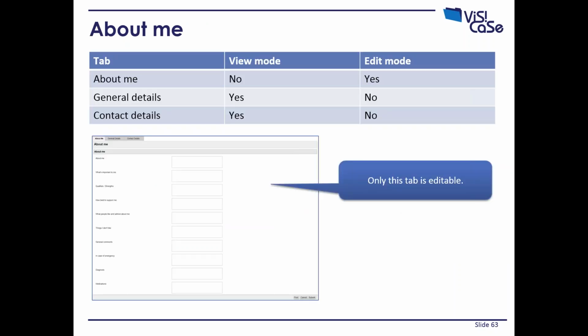So in the About Me section, that was the first one, they have the ability to edit the About Me section. However, they cannot edit their general details or contact details. That will still have to be done side by side with their case coordinator. They have the ability to print this as well and submit it anytime or cancel any changes they've previously made to this page.